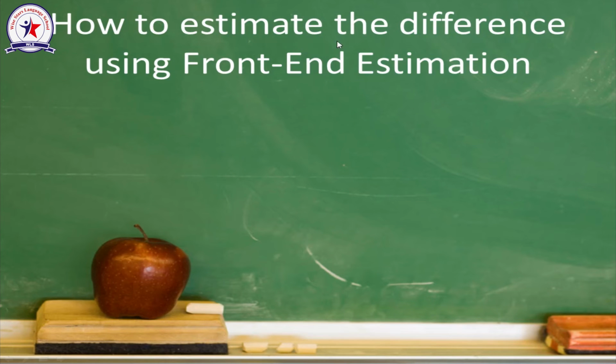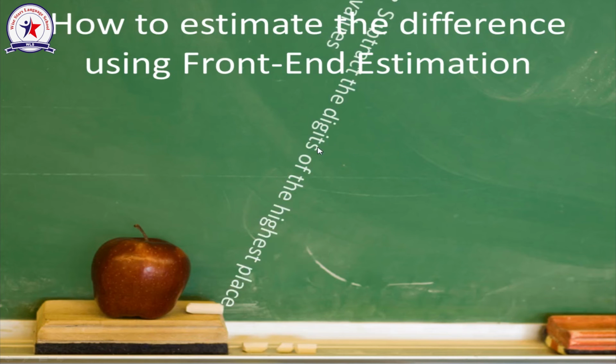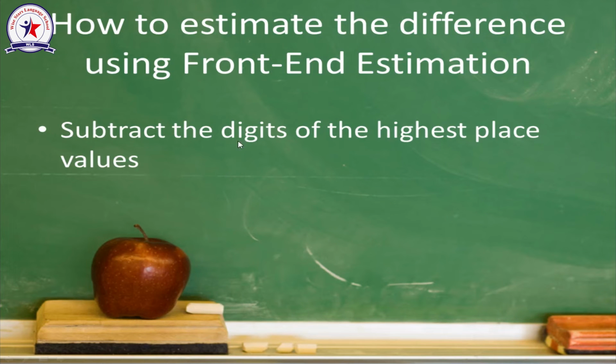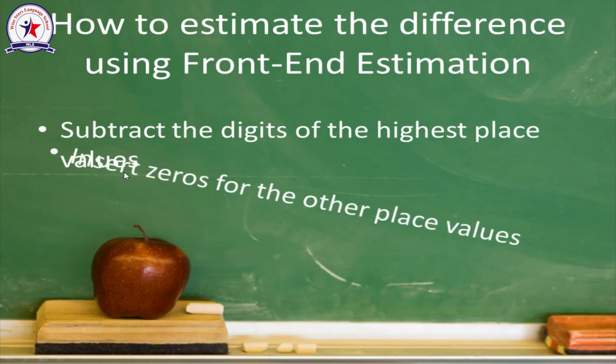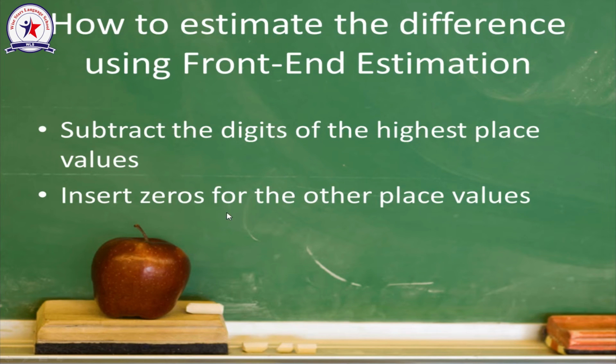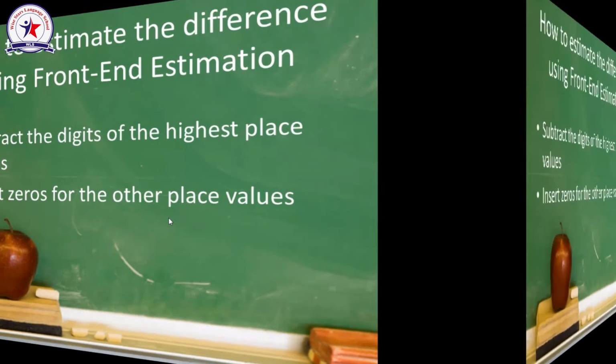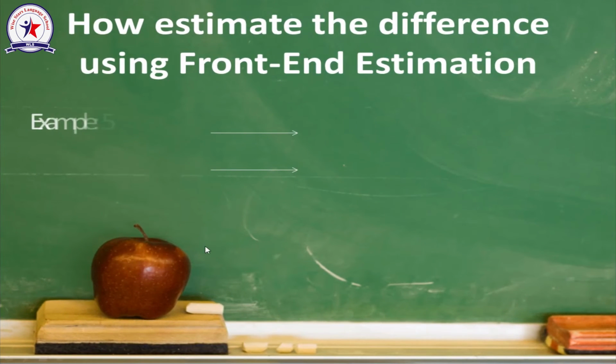How to estimate the difference using front-end estimation. Subtract the digit of the highest place values. Insert zeros for the other place values. For example, 576 minus 245.